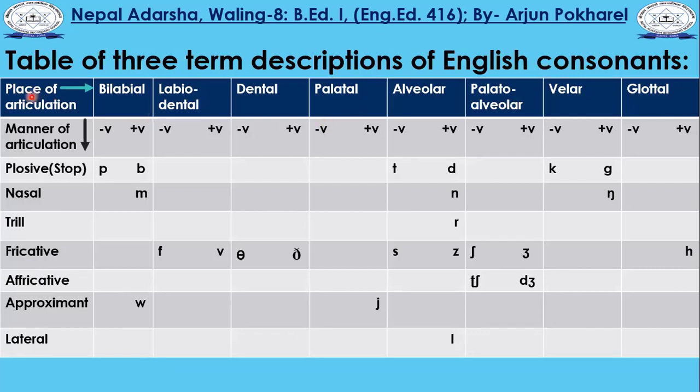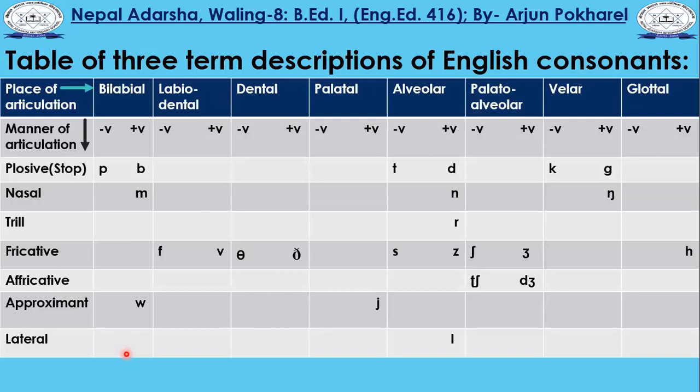Here is the place of articulation: bilabial, labiodental, dental, palatal, alveolar, palatoalveolar, velar, and glottal. You have to make this table right now, do it fast. How many columns? 1, 2, 3, 4, 5, 6, 7, 8, 9. Nine columns are here, and nine rows are here.